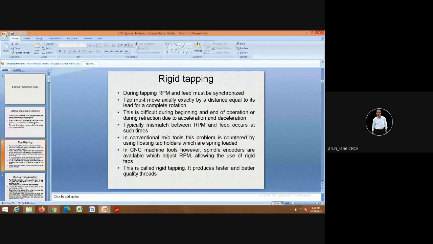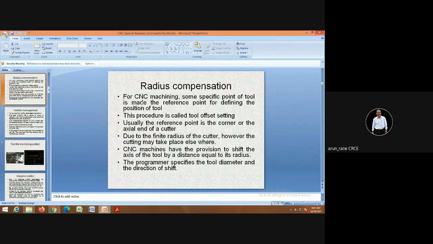Next is the tapping attachment. You cannot directly mount the tap inside the spindle. You need a tapping attachment. The tapping attachment has axial float and radial float, and it is spring loaded. So the tapping has to be done with the help of the tapping attachment. That's another accessory available at extra cost.